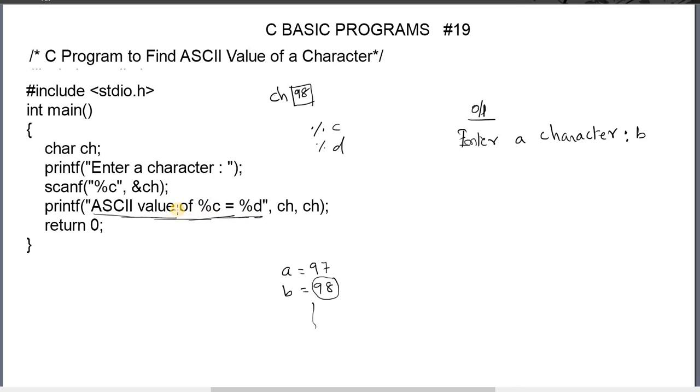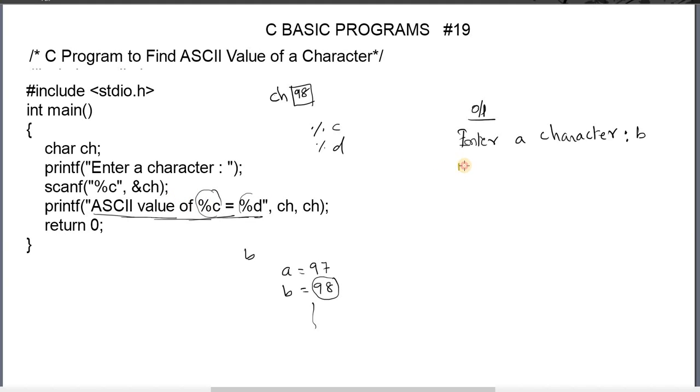The printf takes this complete message and prints it here. But there are two specifiers here. In place of the first specifier, it gets the ch value, which is small b, so we will get the character here. But in %d, in place of this specifier, we get the ch value which is 98. It is direct; we will get 98 here.